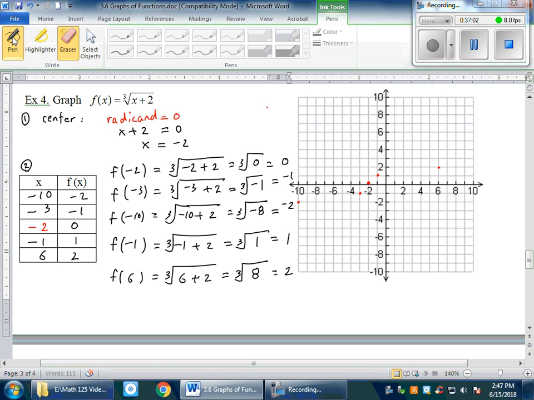Now, like before, look at the center three points. That must be a curve, not a straight line. So you curve it like this, and you curve it like this. Okay, so that is our cube root function. First you look at where the center is, then plot the points in, and third is graphing it.